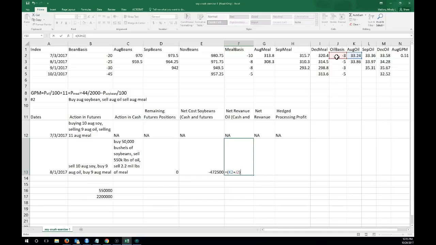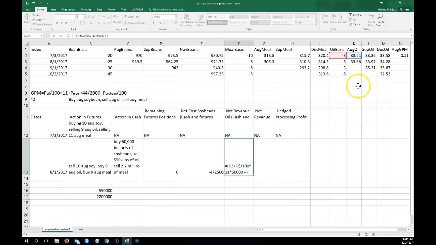And here, again, we're going to divide by 100 to get it into dollars, and we're going to multiply that by the amount of oil that we're selling in the cash market, which is 550,000. If you prefer to think of it this way, that's 11 pounds for every bushel. At 50,000 bushels, you get that. So that is our cash revenue, and we can add now our futures hedge.